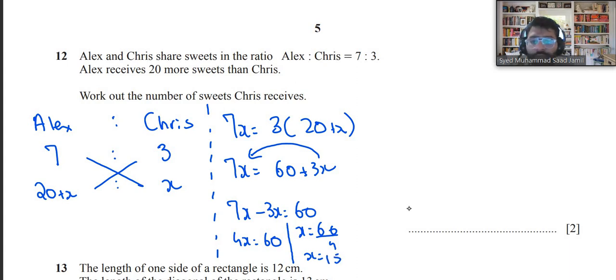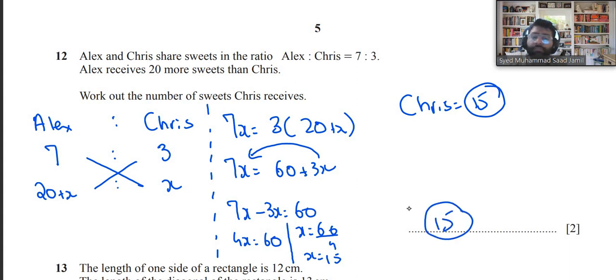So work out the number of sweets Chris receives. Chris receives 15 sweets. But if the question asked you how many sweets Alex received, you would say 20 plus 15. So Alex received 35 sweets.